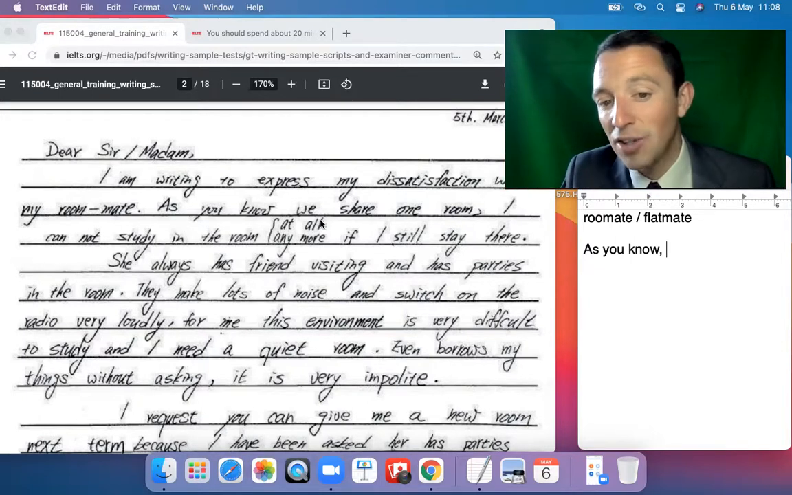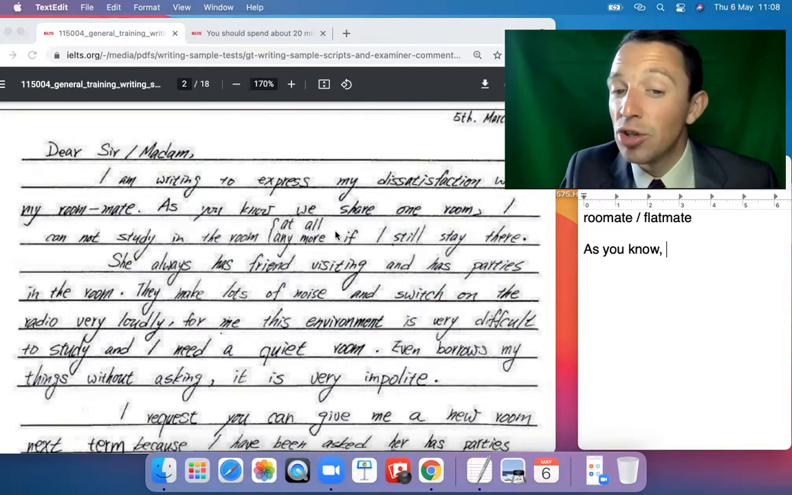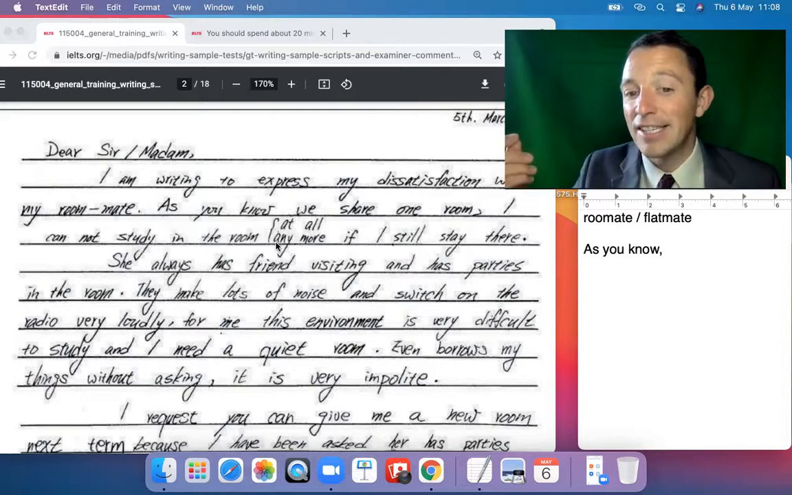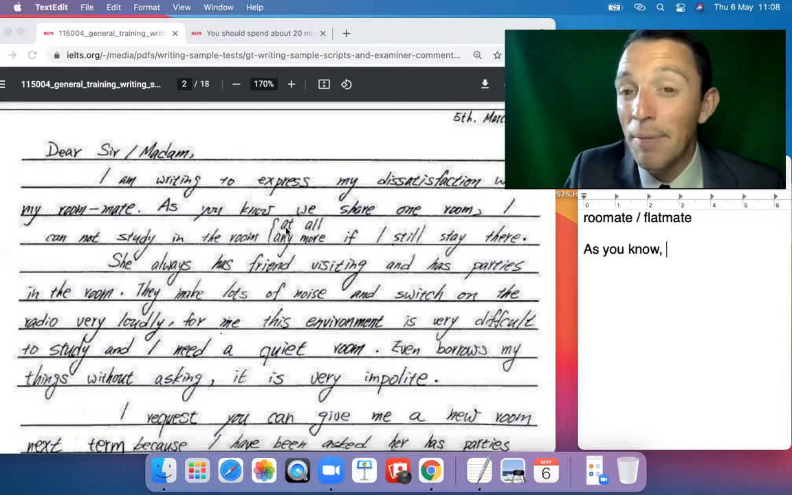So in the room at all, if I still stay here. So the second part of the sentence, if I still stay here, would probably make it more appropriate to say anymore. So I cannot study in the room anymore if she stays here or if I stay here. Okay, so probably anymore is maybe more appropriate than at all.